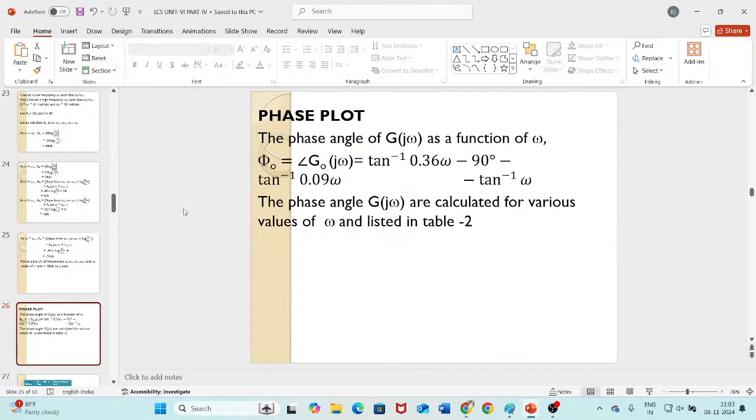Now let us go for phase. So what is the phase? Tan inverse of 0.36 omega minus 90 minus tan inverse of 0.09 omega.